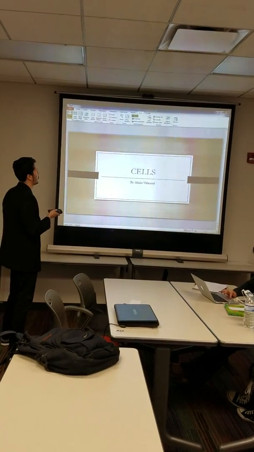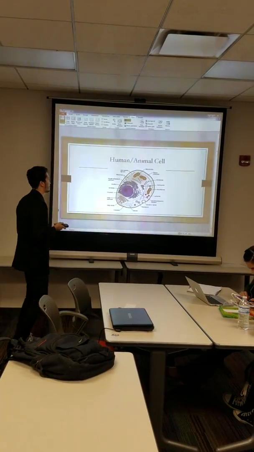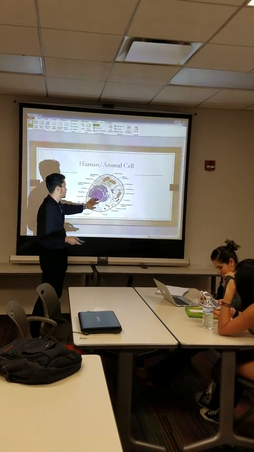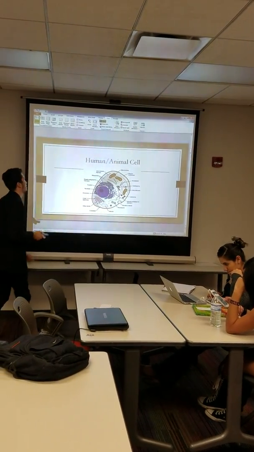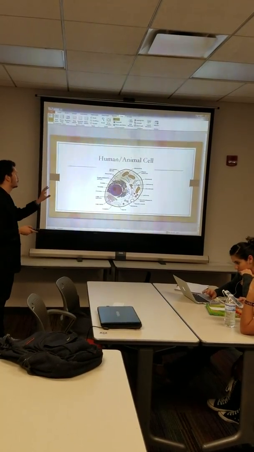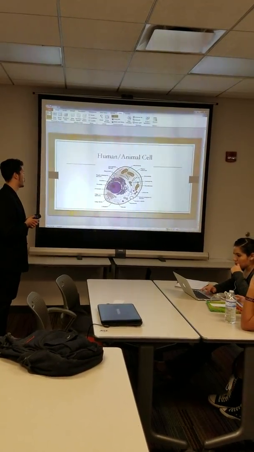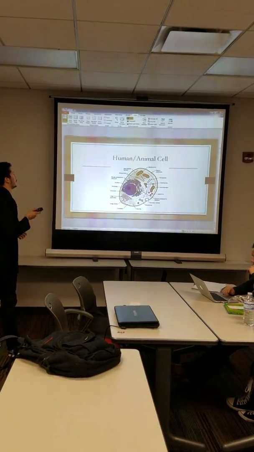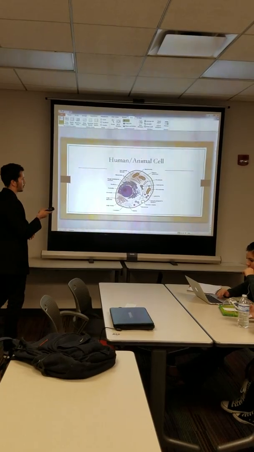So let's get started. This is the structure of a cell. It has different components, different stuff that is inside that makes it work. Later on in the presentation, I'm going to be going over certain parts of the cell. I'm not going to be going over everything, but I'm going to break it up. This is a human cell, an animal cell.